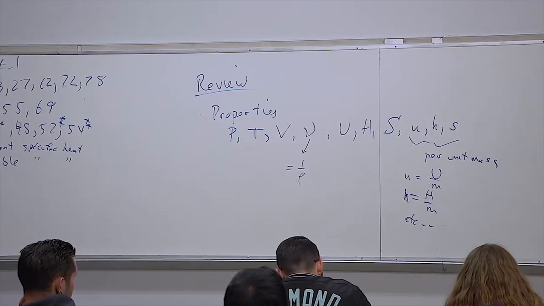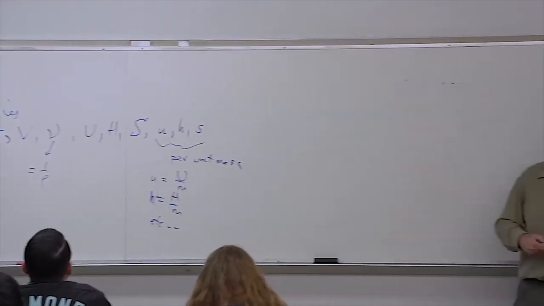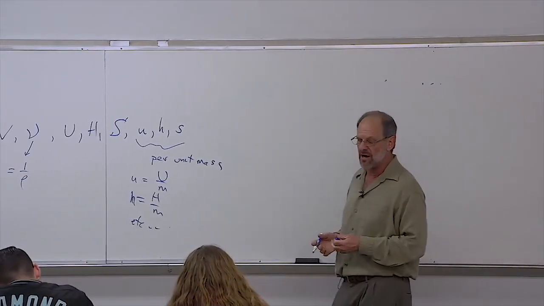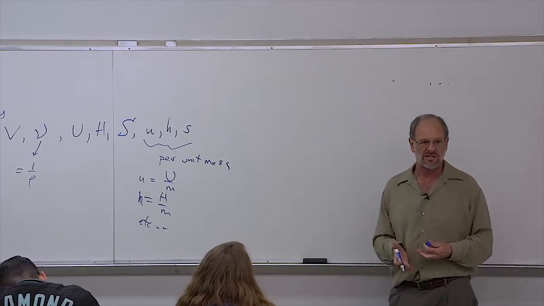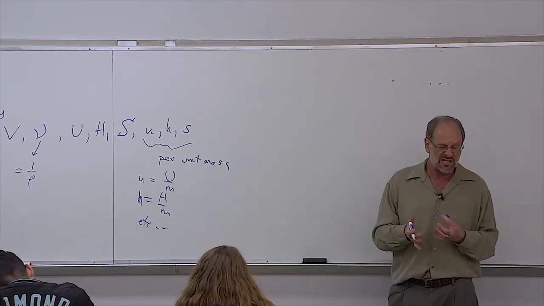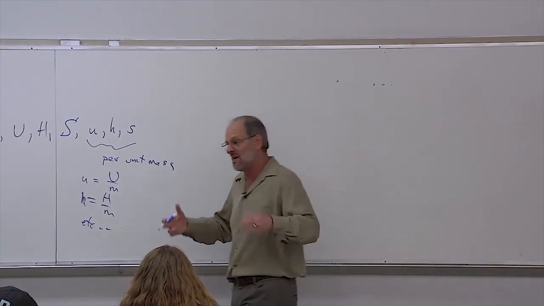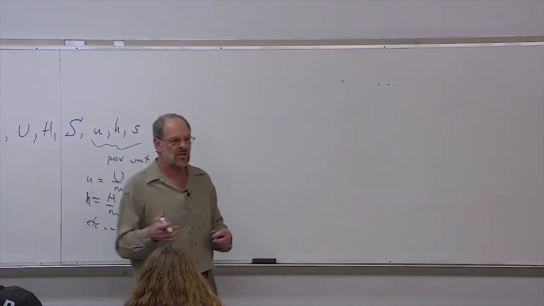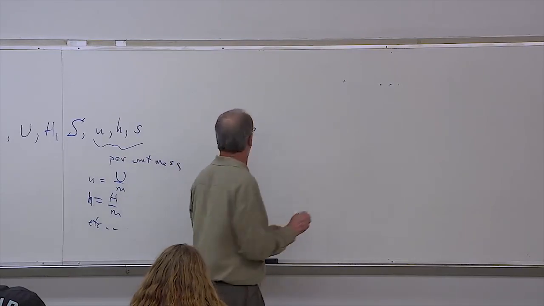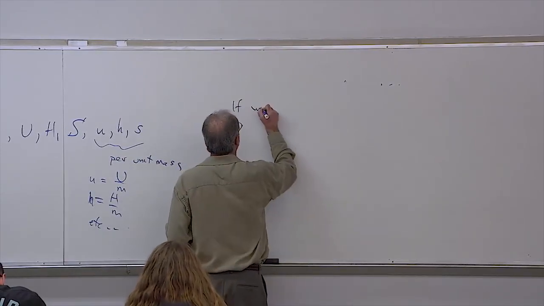And then let's also note that if we know any two independent intensive properties, then that sets the thermodynamic state, right? If we know any two independent intensive properties, then we can go into our tables, or we can use graphical means, or we can use equations of state, and we can find any of the other thermodynamic properties we want.